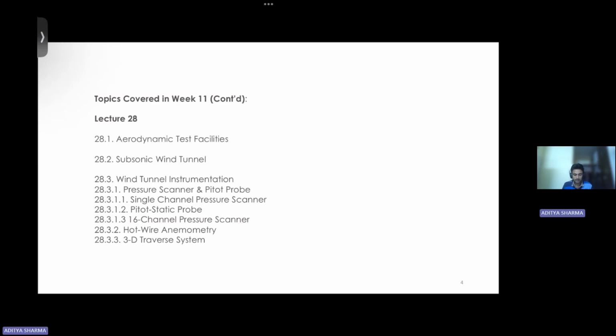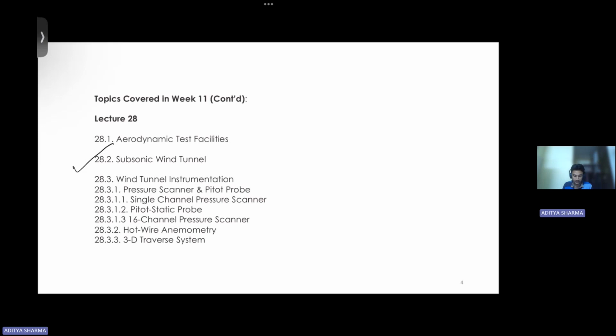All right. So then there was the last lecture of this week. It was majorly on subsonic flows, the measurement of subsonic flows. In laboratories we use subsonic wind tunnels for that. So how the instrumentation of such wind tunnels is done has been given in detail in this lecture. There are different types of pressure probes.